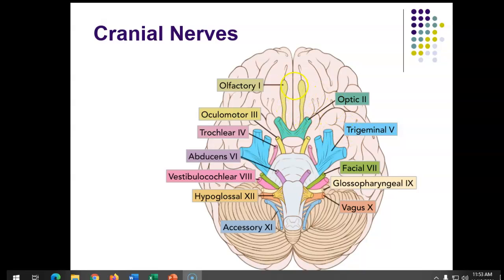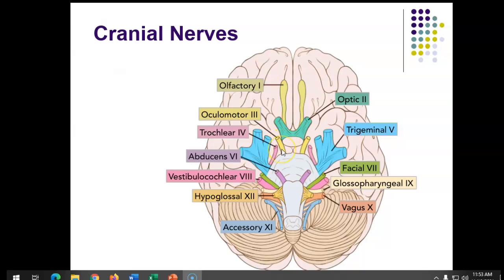You can see that there is 1 on each side. All of these are paired nerves, but the point in which the 2 optic nerves join together is going to be called the optic chiasma. And so these are going to send the information from your retina to your brain.